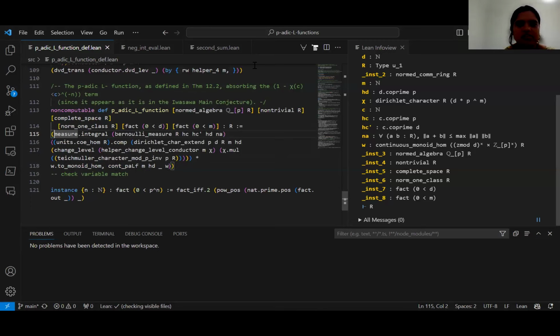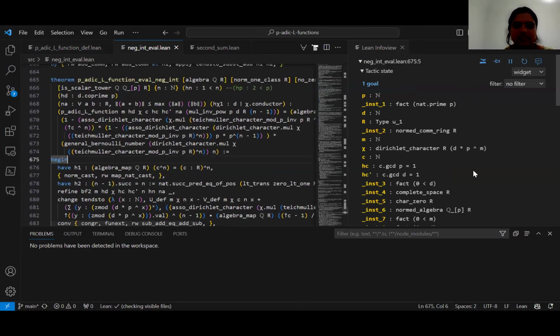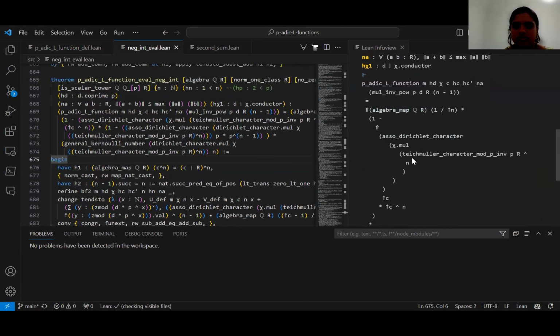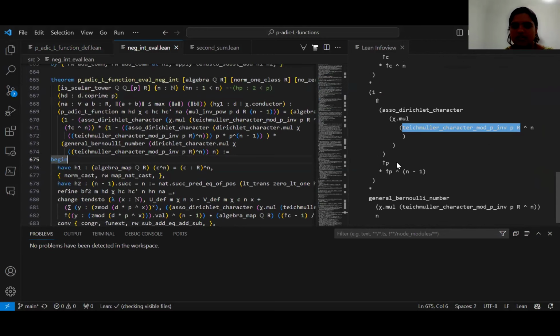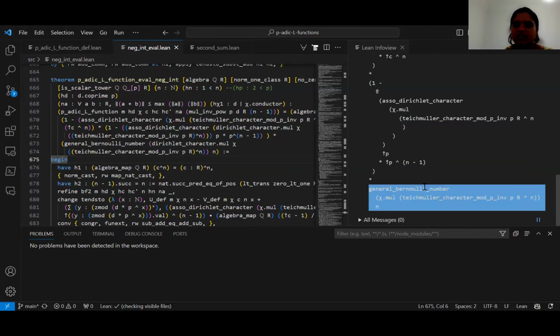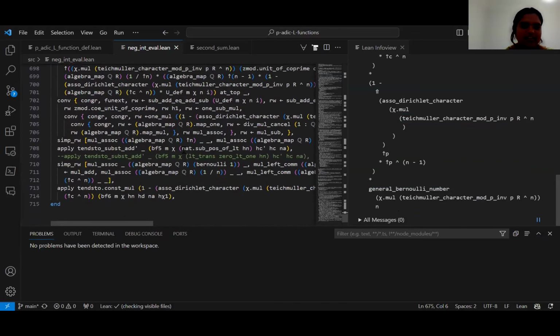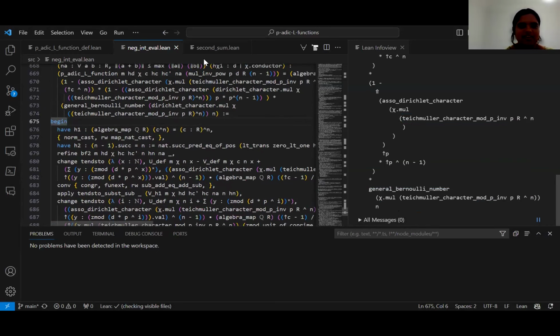Okay, so that is the p-adic L function definition. And this here is the fact that its evaluation at negative integers is exactly what we want it to be, which is 1 over n times 1 minus chi omega to the power minus n of c to the power n, times 1 minus chi omega to the power minus n of p to the power n minus 1, times B_n chi omega to the power minus n. Okay, so I can't delve into too many details because it's a very long proof.